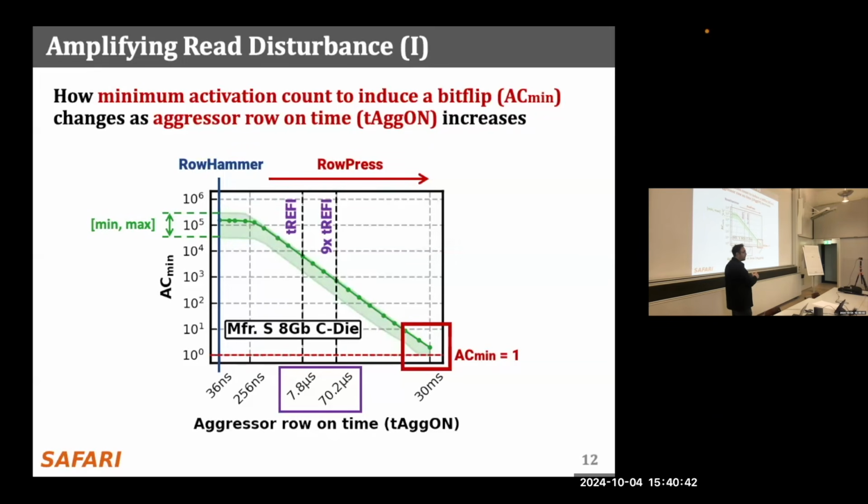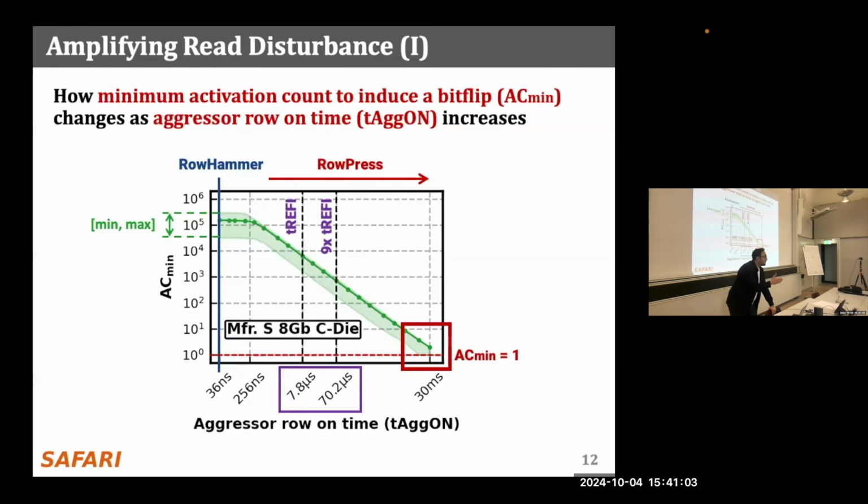So this is based on the FPGA-based experiments, right? We can easily go to 30 milliseconds. It's a very easy test to do on an FPGA-based platform. So this is real data from real chips. It's not extrapolation. So FPGA based, but it's actually a real DRAM? Real DRAM chip, yes.